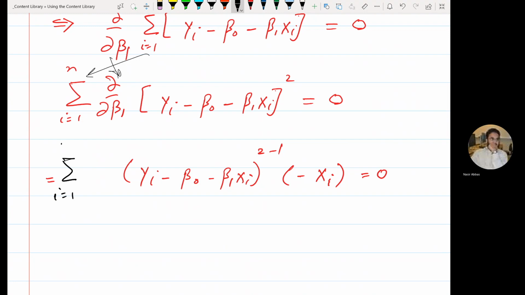Summation, 2 times, 2 came down, (yi minus beta naught minus beta 1 xi) to the power 2 minus 1 times the derivative of the base. What is the derivative of the base with respect to beta 1? Yi: do you see beta 1 in yi? There is no beta 1 in yi. The derivative is 0. Minus beta naught: any beta 1 in beta naught? No, the derivative is 0. Minus xi times beta 1: what is its derivative? Minus xi. So minus xi is there.